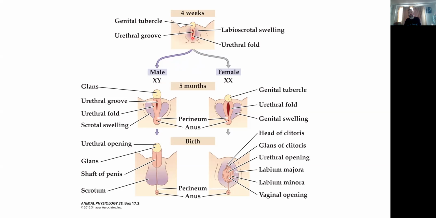On the female side, on the other hand, if we don't get that dose of testosterone, our genital tubercle becomes the clitoris. The urethral groove remains open. And we end up developing from both the labioscrotal swelling and the urethral fold the labia minora and the labia majora on the outside there.